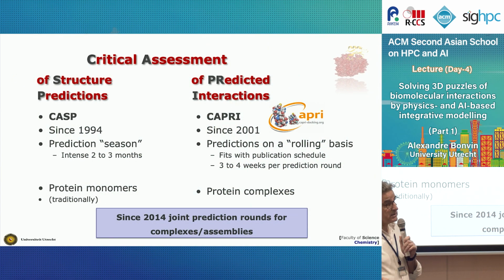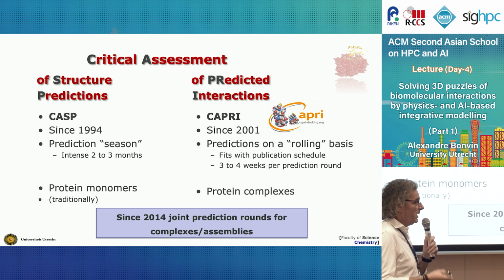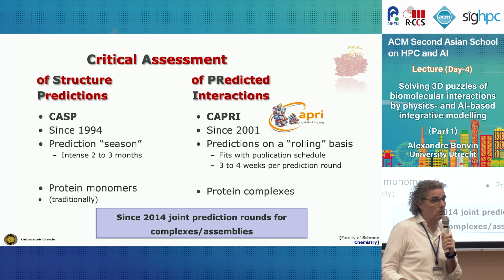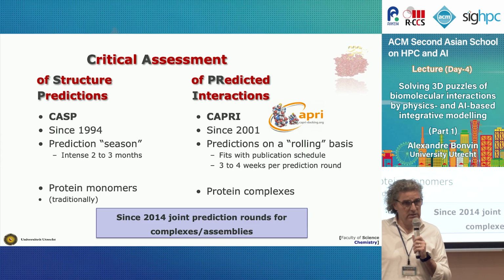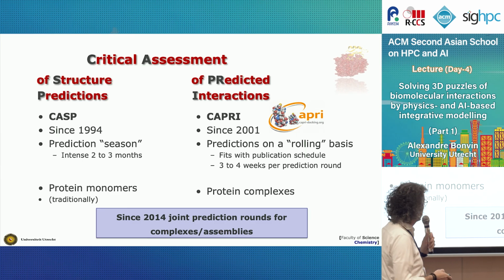So critical assessments, there are two main experiments. There is CASP, which stands for Critical Assessment of Structure Prediction, and there is CAPRI, which stands for Critical Assessment of Predicted Interactions. So CAPRI focuses on interaction, and CASP historically started with structure prediction of single proteins. And since several rounds of CASP, the focus is now shifting more toward complexes.